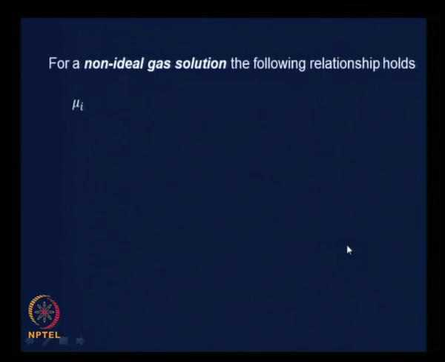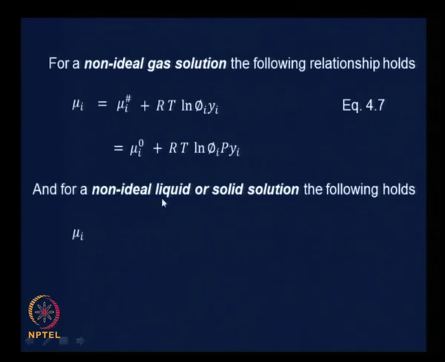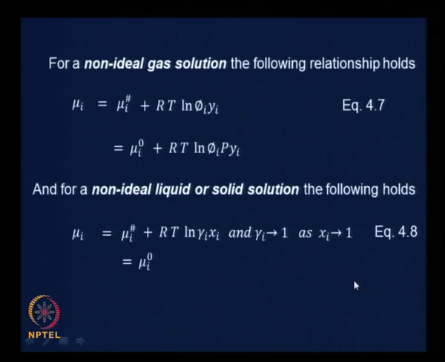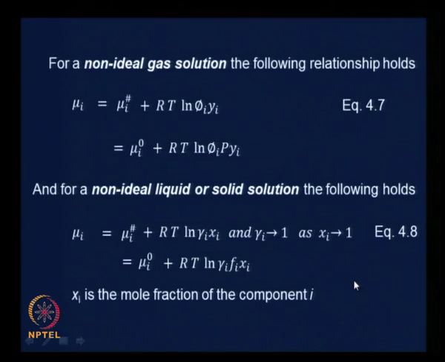Then for the non-ideal gas solution, I had earlier said real gas solution, make it non-ideal gas solution, we write mu I equals mu I hash plus RT ln Phi I yi. This Phi I brings in the non-ideality of the component in the gas solution, and for the non-ideal liquid or solid solution we could write mu I equals mu I hash plus RT ln gamma I xi, and gamma I tends to 1 as the mole fraction of the component I tends to 1. So, this is what we had essentially seen yesterday and reinforced, and again reinforced this morning in this class.